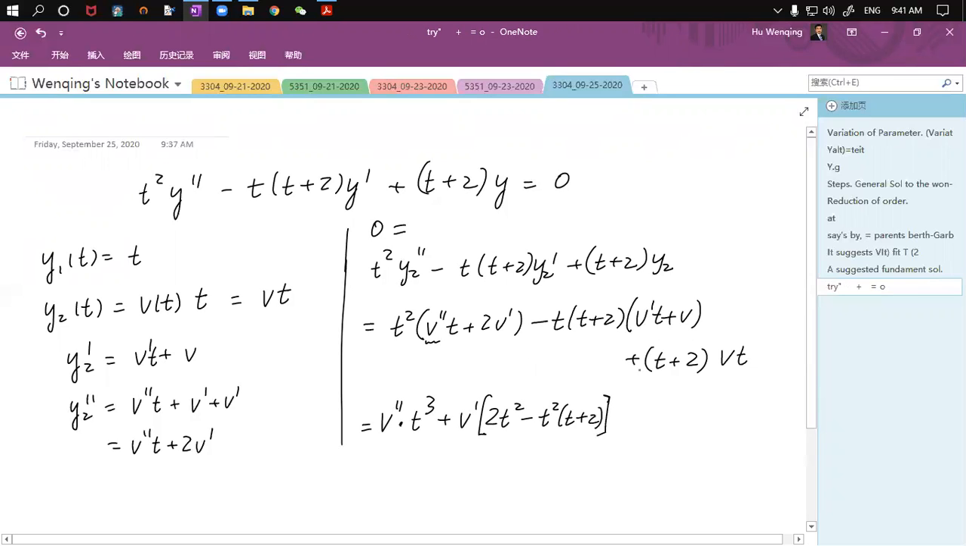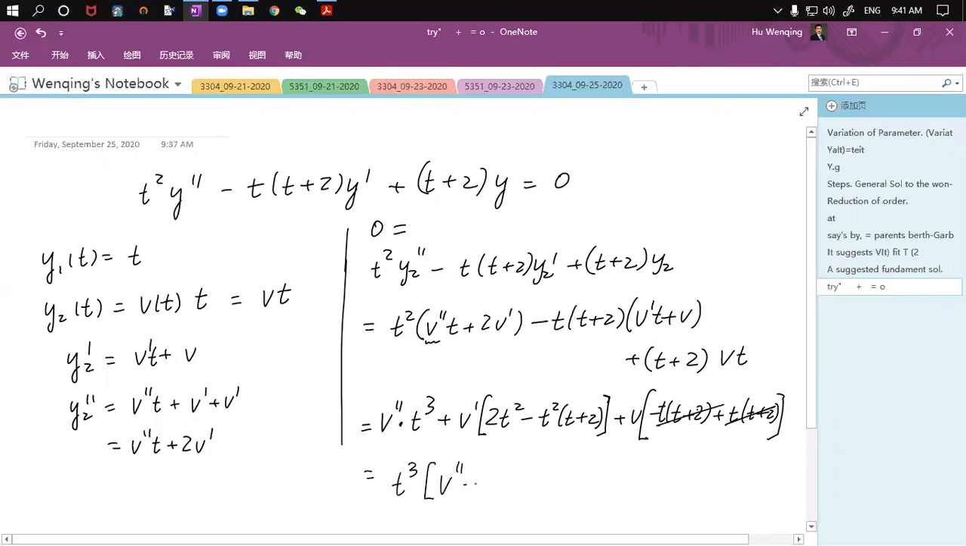And then what about the v? Well, it's going to be plus v. And then the factor is minus t multiplied by t plus 2. This is the coefficient for v. And then plus t multiplied by t plus 2. That's another coefficient for v. So you can immediately see that these two are going to cancel. They're going to give you 0. And for this one, the 2t squared is going to cancel with the 2t squared. So the whole thing is going to give you t cubed.